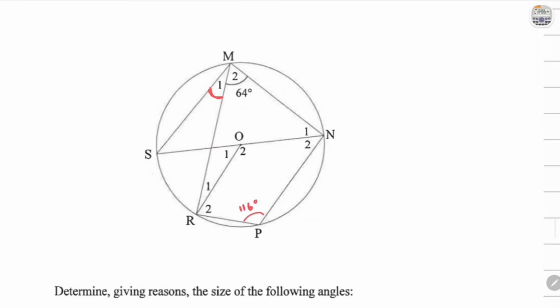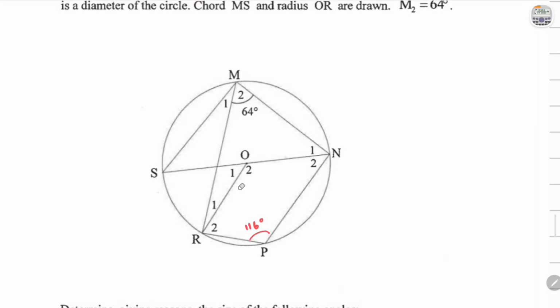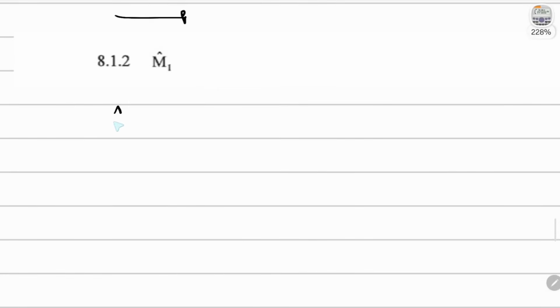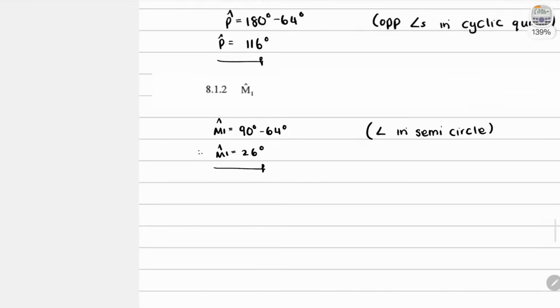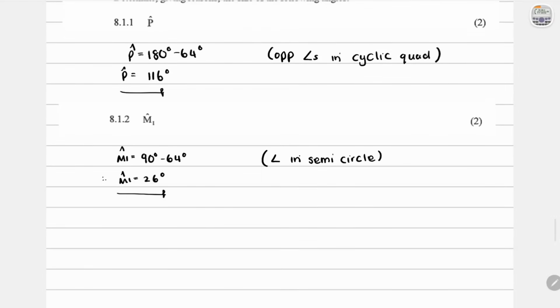So we would need to use something else. It's at the circumference, but you notice that we have SN, which is a diameter, and this is part of the angle supported by the diameter at the circumference. So it means that these two should add up to 90 degrees because the angle in a semicircle is equal to 90 degrees. So we can simply tell them that angle M1 would be found by saying 90 degrees minus 64 degrees, and we'll give them the reason. And angle M1 is therefore equal to 26 degrees. And that is our answer. And we'll also fill it in the diagram.